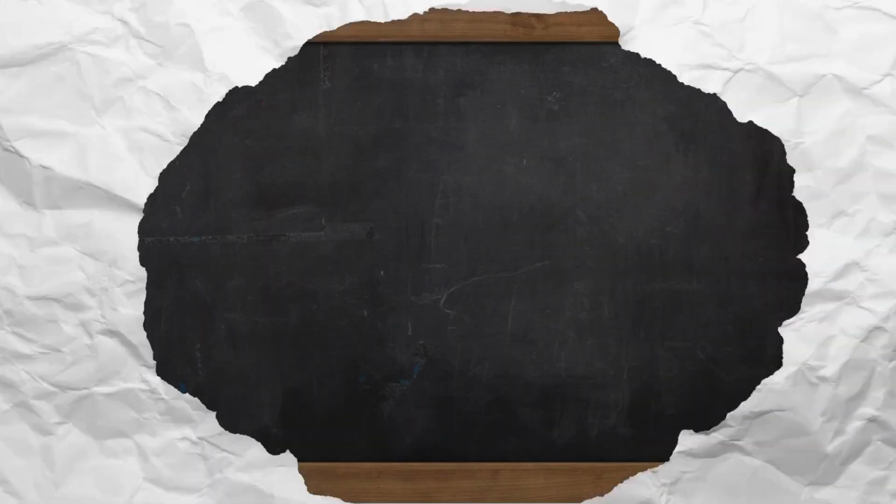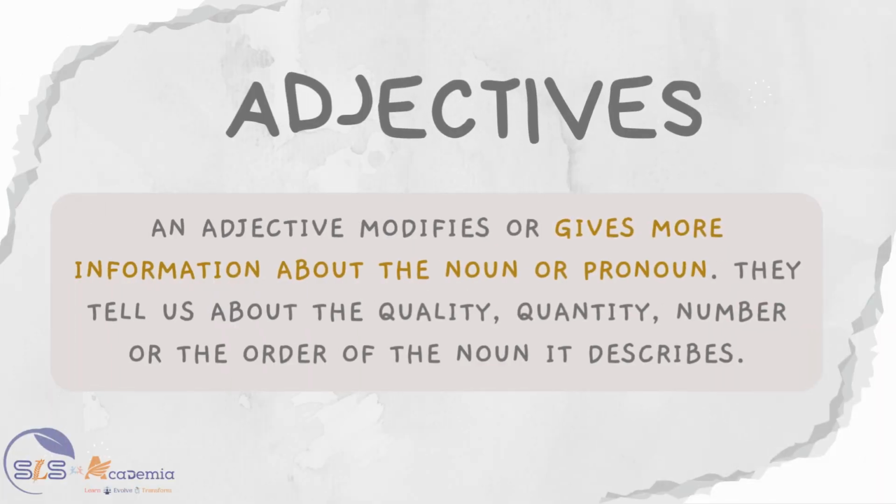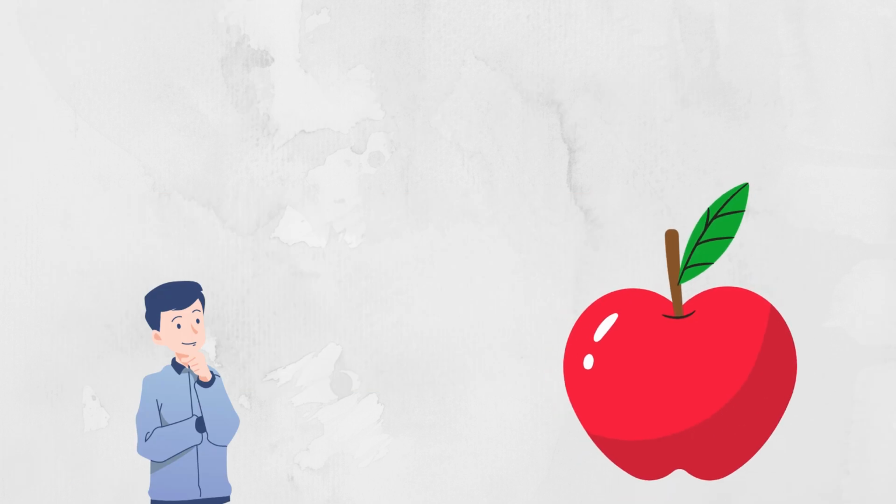First of all, let us understand what adjectives are. An adjective modifies or gives more information about the noun or pronoun. They tell us about the quality, quantity, number, or the order of the noun it describes. For example, take this apple.